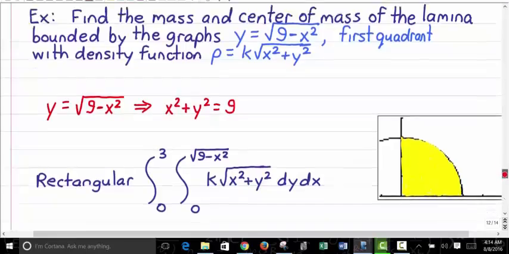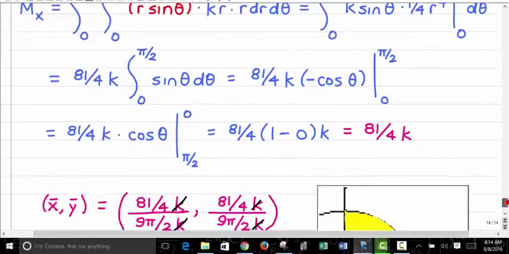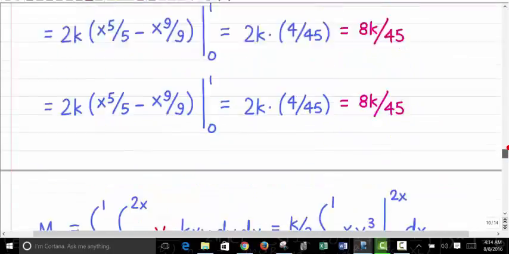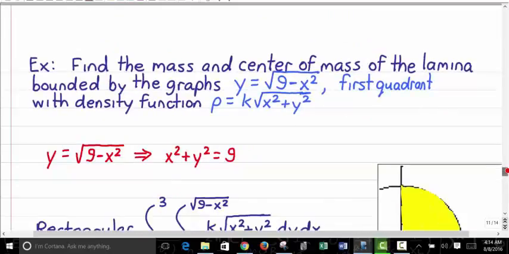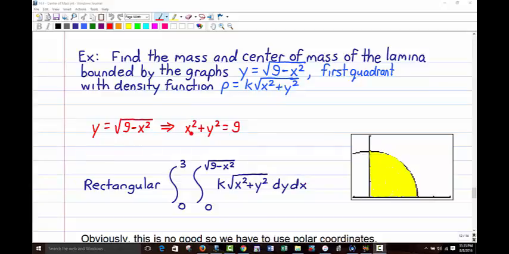Now I think, before we leave center of mass here, we should certainly do one where we think it might be polar. So like I said before, when you think polar applies, use it. So we have y equals the square root of 9 minus x squared, which of course converts to the circle of x squared plus y squared equals 9.